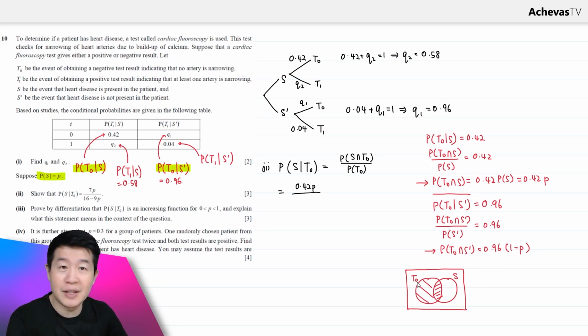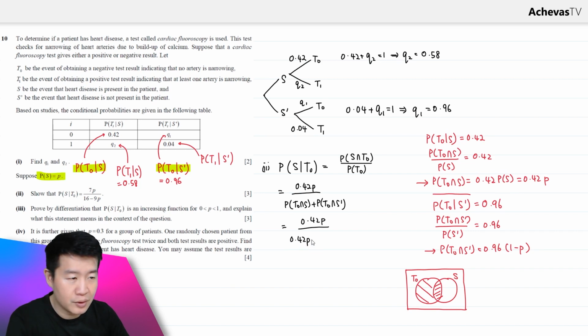So now we have a total of T0. That is why this T0 in the denominator, I can break it up into the probability of T0 intersect S plus the probability of T0 intersect S prime. So it is going to be equal to 0.42p divided by this, which is 0.42p also, plus this, which is 0.96 times 1 minus p. So we have 0.42p divided by 0.96 minus 0.54p.